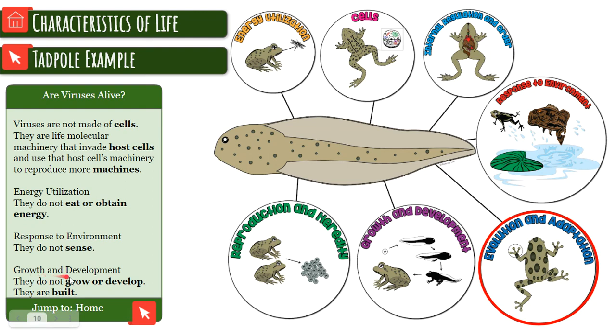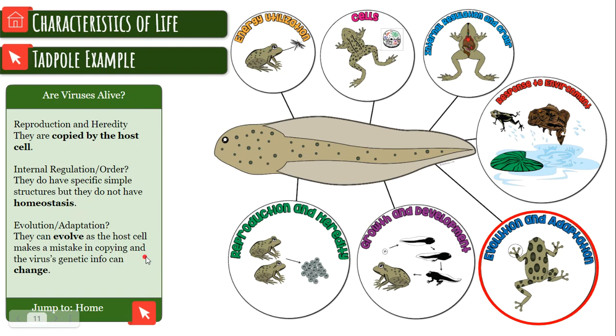And viruses do not grow or develop. They do not get bigger and they do not go through a life cycle. They are simply built, right, like a machine. Viruses are copied by the host cell, so they do not reproduce themselves, but instead they force their host to make more copies. Again, just like an assembly line would make more parts of a machine.